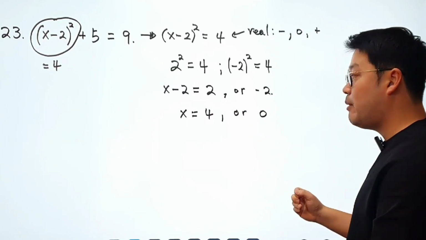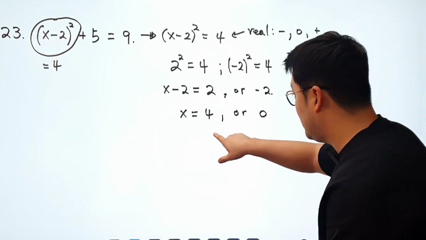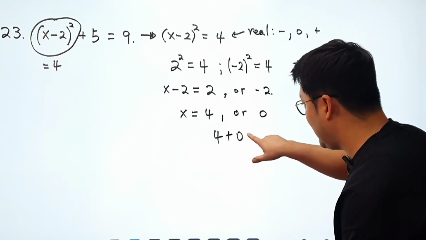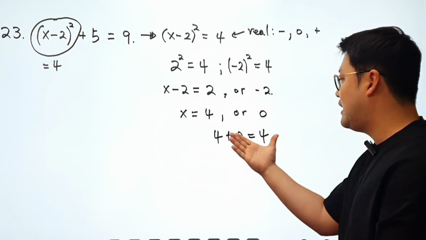So we just have to find the sum of these two values. It becomes 4 plus 0. The answer is supposed to be 4, and that shall be it.